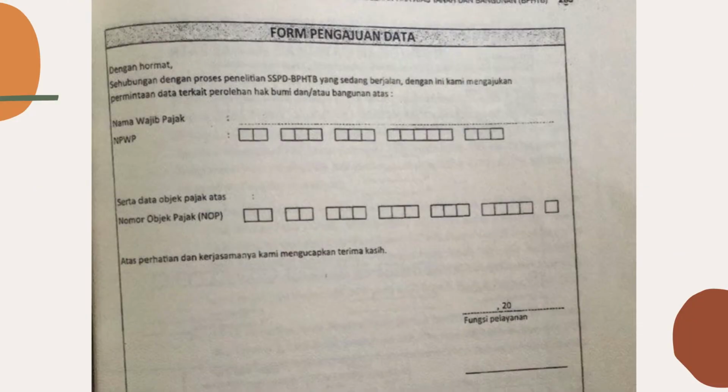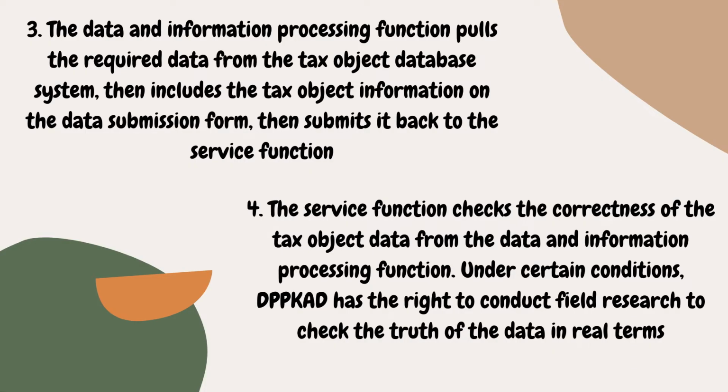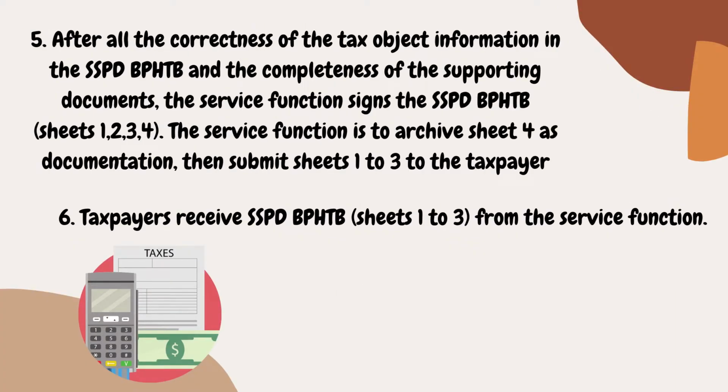This is a picture of the form pengajuan data, or data submission form. The third procedure is the data and information processing function pulls the record data from the tax object database system, then includes the tax object information on the data submission form, then submits it back to the service function. The fourth is the service function checks the correctness of the tax object data from the data and information processing function.